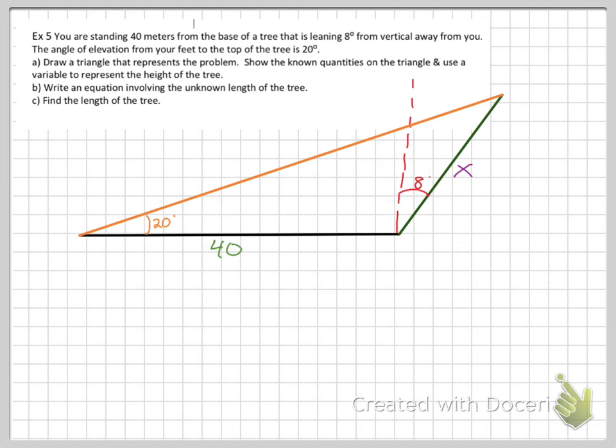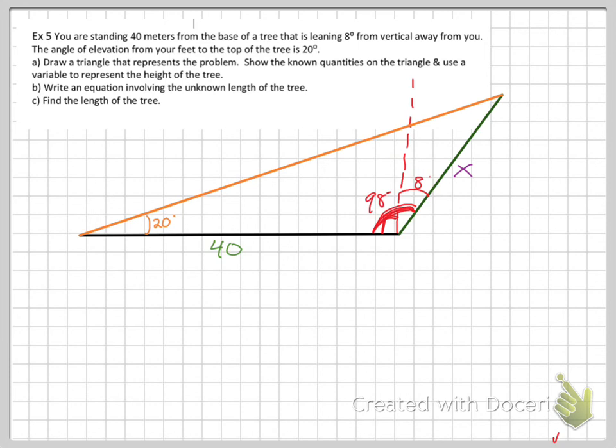Write an equation involving the unknown length or height, however you want to phrase it, of the tree. And then find, again, let's just stick with length. That sounds fine. Okay, so we have the 40, but we don't know its opposite angle. We have this 20, but we don't know its opposite side. So what can we do to start filling things in? What about that 8 degrees? Remember, that's not part of my triangle, right? The triangle is all the way from here to here. So the 8 plus this is 90, right? To vertical is 90. This whole thing is 98.